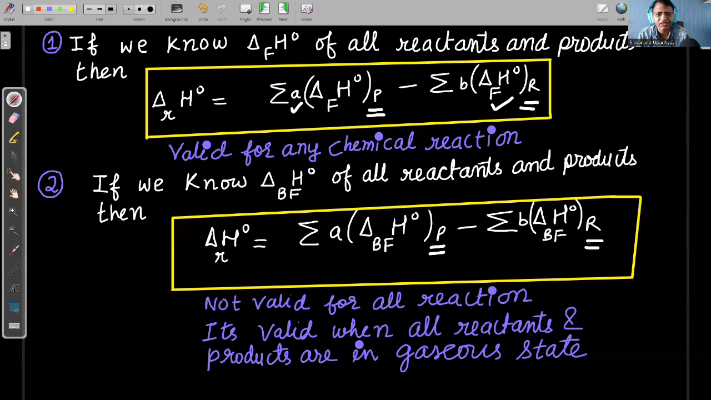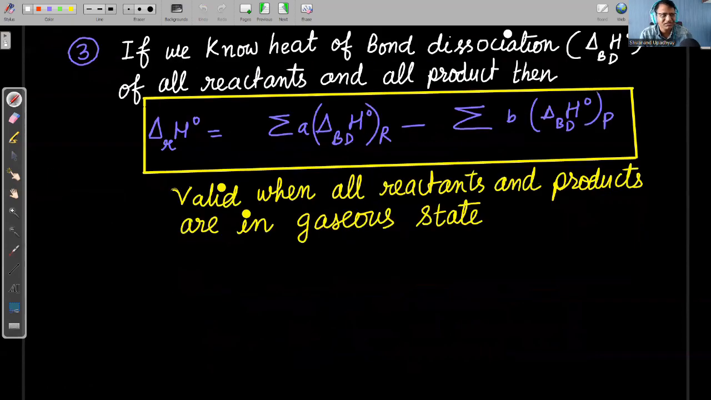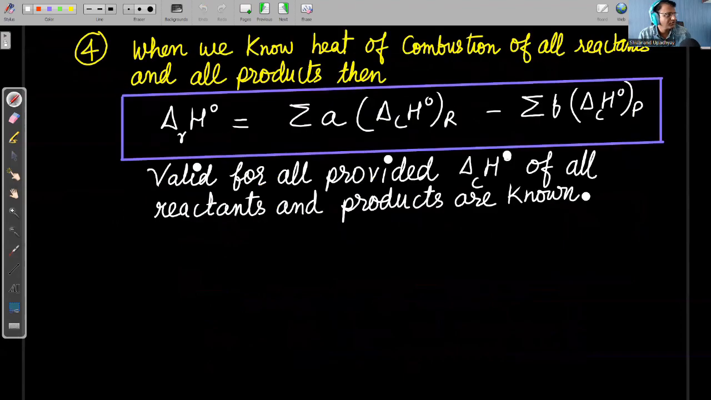So it is very simple. In order to remember, there are 4 formulas. In 2 of them, wherever the word formation comes, do product minus reactant, and in the other 2, do reactant minus product. In combustion and bond dissociation, it is reactant minus product. So very easy to remember these, right? So these are all 4 formulas where we have to apply.